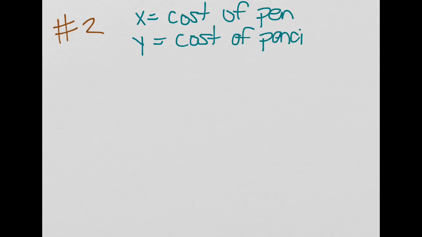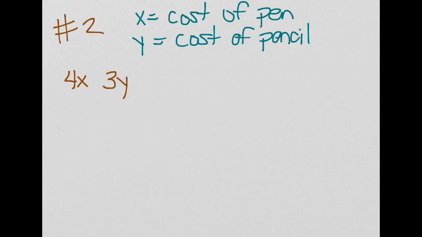Now that you have defined your variables, you can go back and reread the problem and try to write some expressions. So what would be an expression for the cost of 4 pens? Well, if the cost of 1 pen is x, then the cost of 4 pens must be 4x. Plus, she bought 3 pencils. Well, if the cost of 1 pencil is y, then the cost of 3 pencils is 3y.